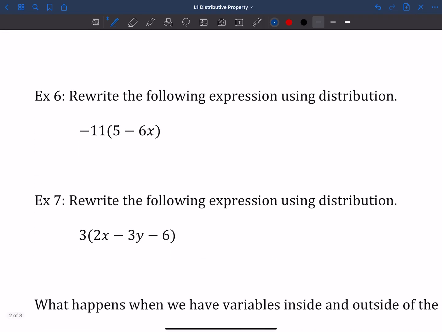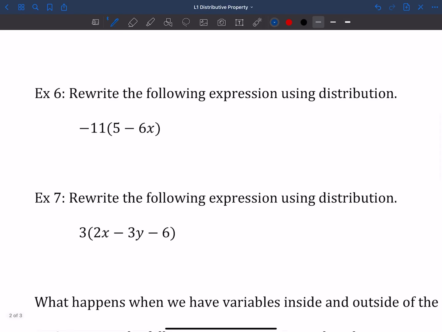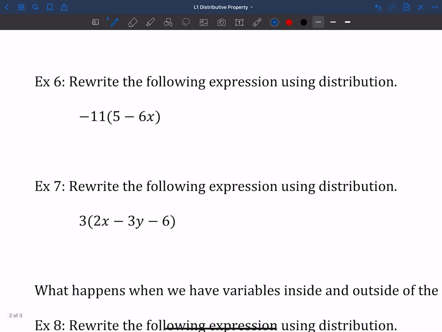Moving on to the next page, so if you haven't flipped, flip now. This one's a little bit trickier. This one's got a negative 11 out in front. We need to make sure that we group that negative with that 11. So when I'm multiplying here, this is now negative 11 times that regular old 5. So negative 11 times 5 is negative 55.